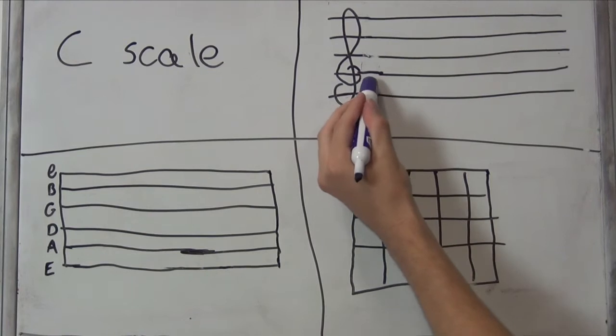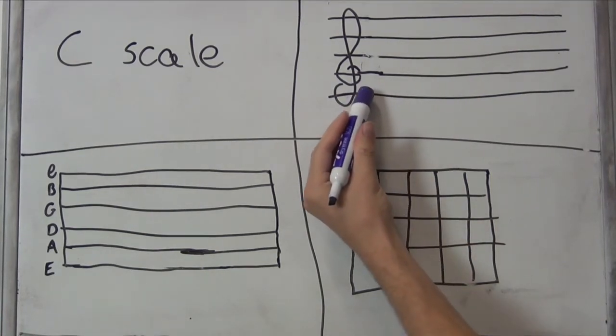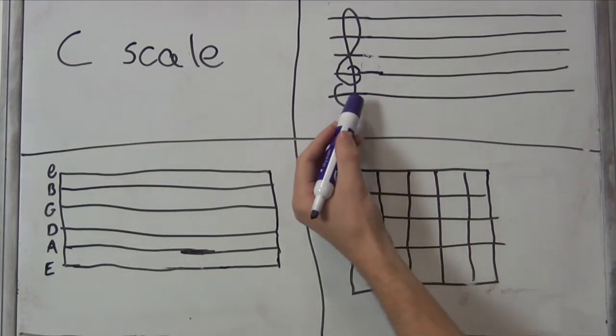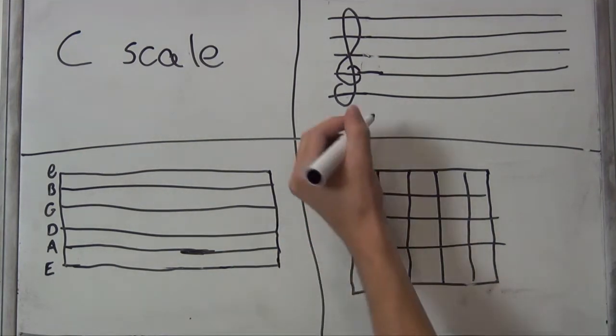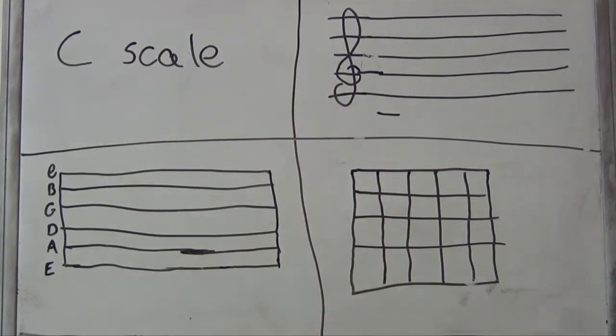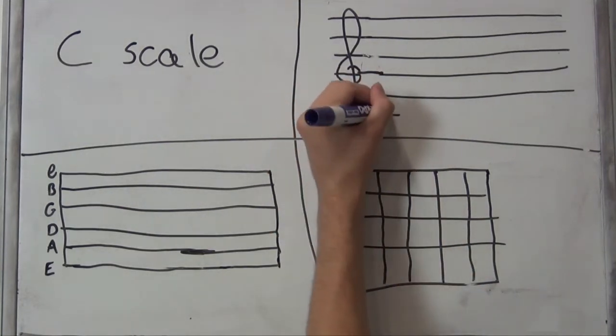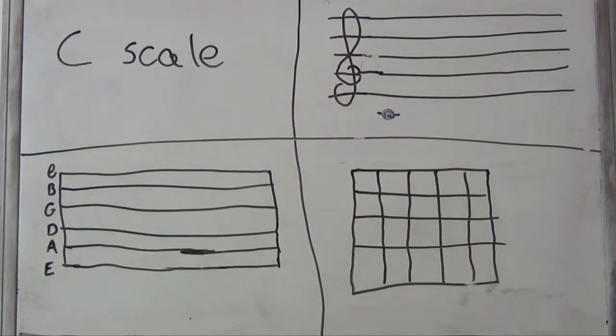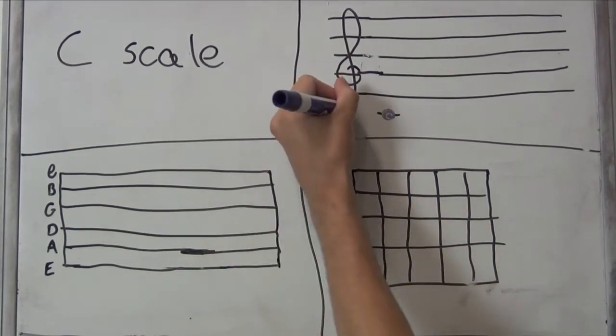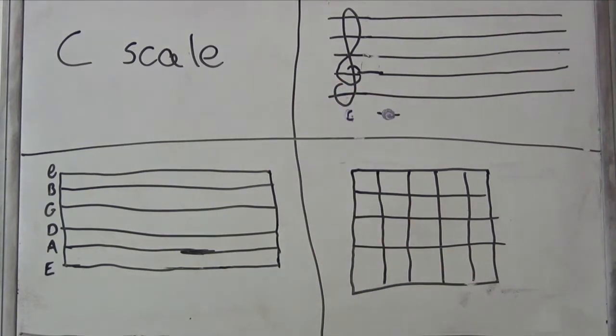So G, F, E on this line, D below the line, and we're going to have to add one more line down here to find our starting note, which is C. So there is C, on a line below the rest of the staff. Now, for a C major scale, it's just going up, note by note, from C to C, all natural notes.